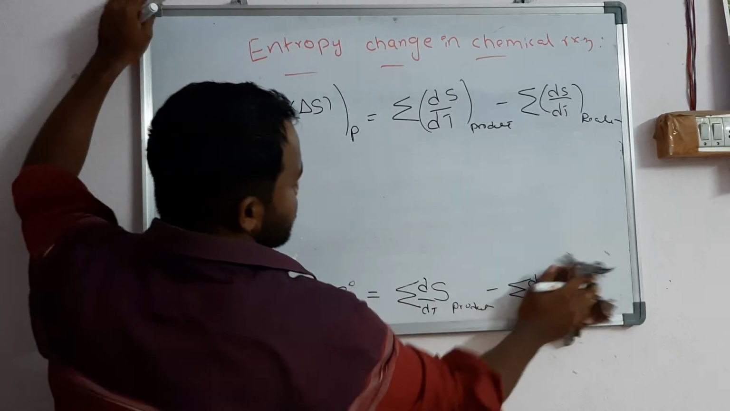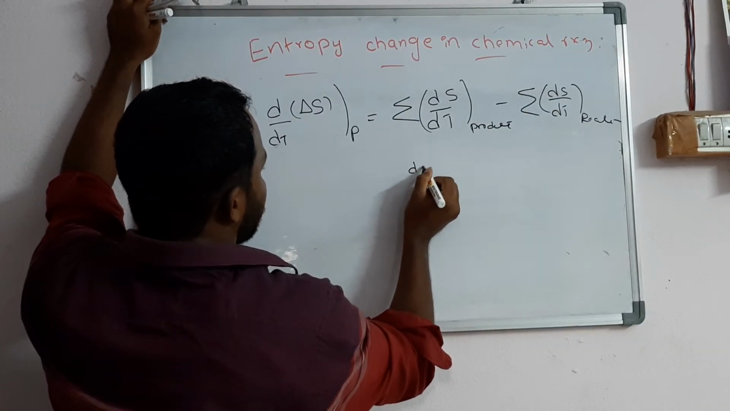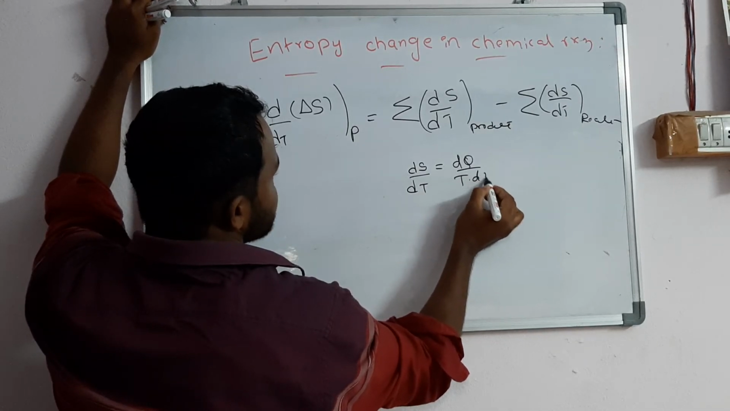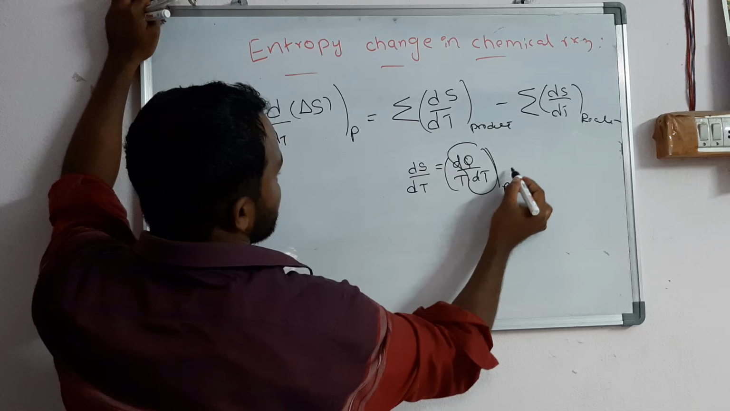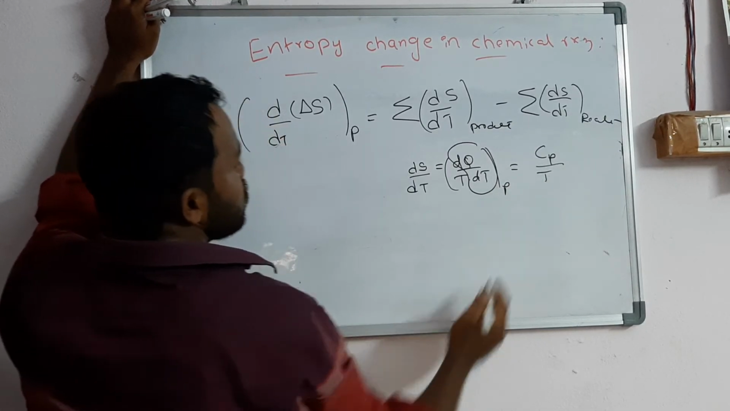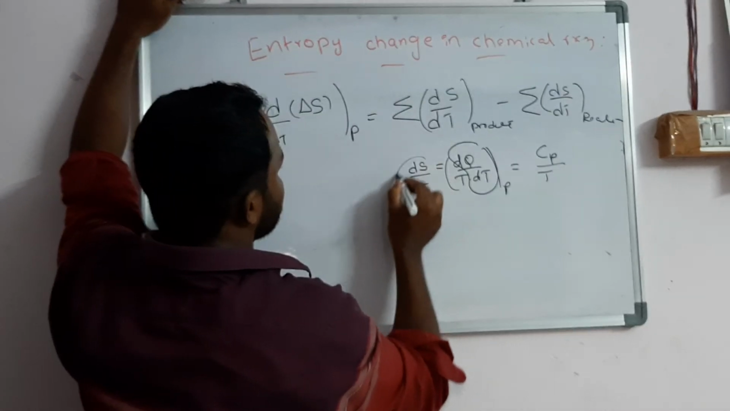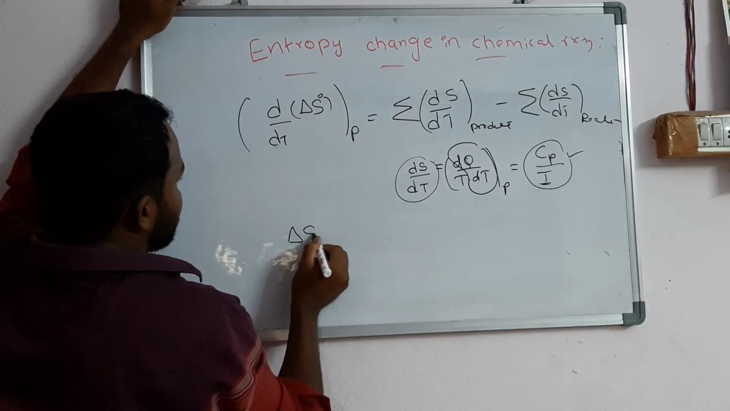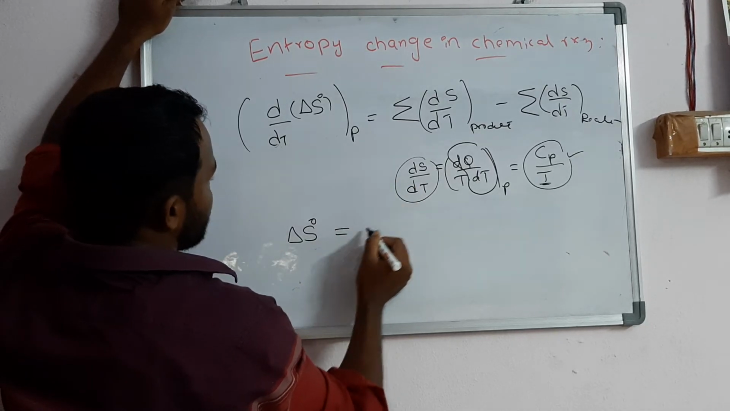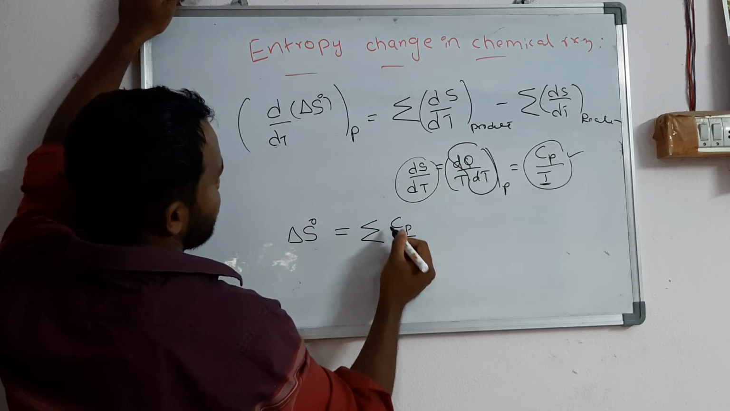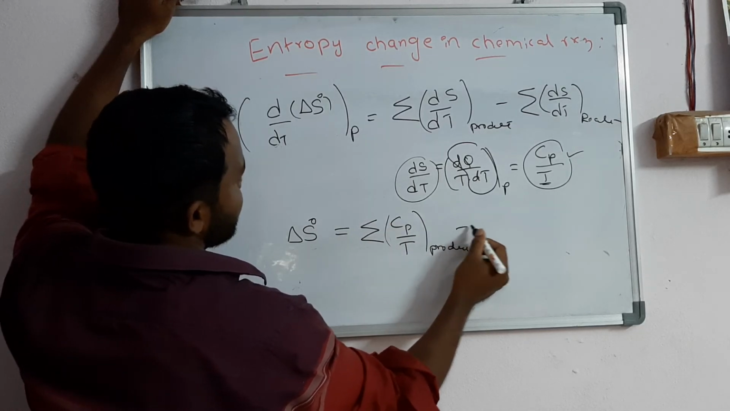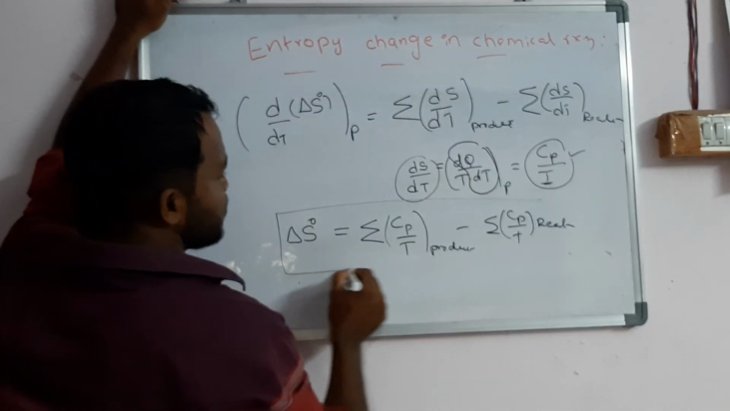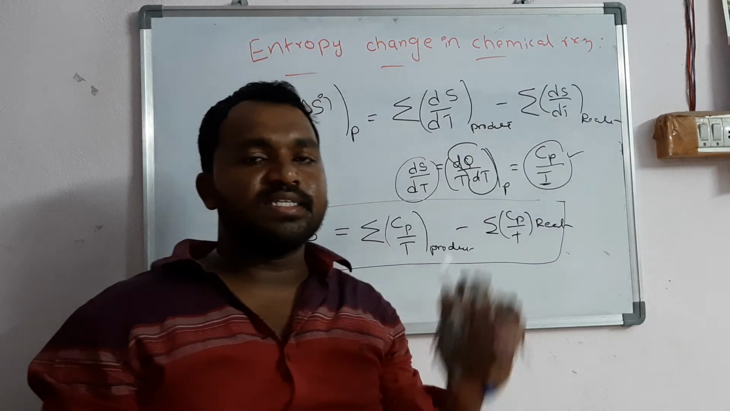We know the equation for entropy: dS is equal to dQ by T. Here dS by dT is there, and dQ by dT at constant pressure is Cp, so dS by dT is Cp by T, according to Kirchhoff's law. So delta S naught is equal to the summation of Cp by T of products minus the summation of Cp by T of reactants. This is the entropy change in chemical reactions.